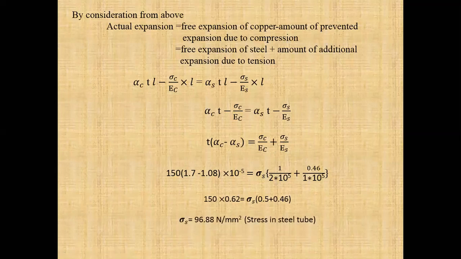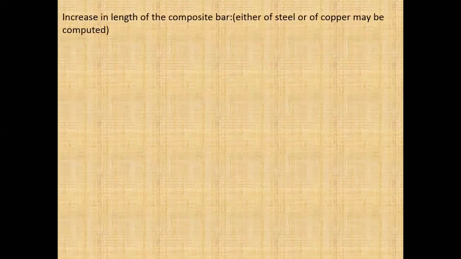Sigma S, you can get it 96.88 newtons per millimeter square, and sigma C is obviously equal to 0.46 sigma S. So multiply that 96 with 0.46, you will be getting 44.56 newtons per millimeter square. So the first part of the question has been answered. Okay, the second question is some increase in the length of the composite bar, it is said. That is the actual expansion.